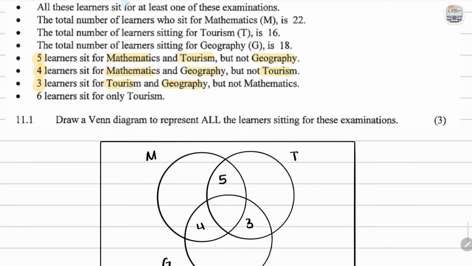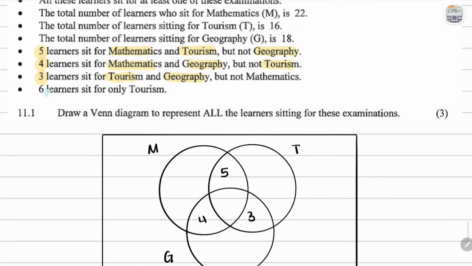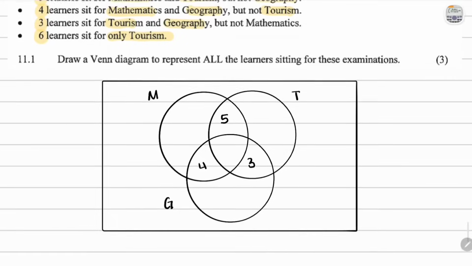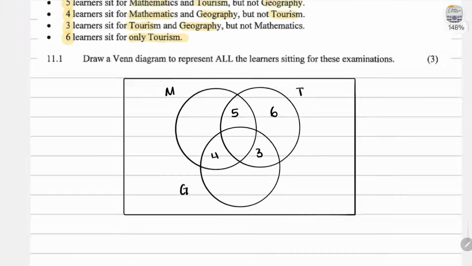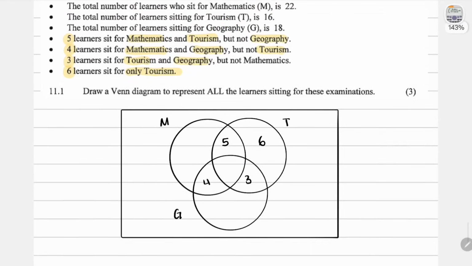Okay. What other info do they give us? Here they say 6 learners sit for tourism only. What they mean by that is it's not the entire circle. It's not everybody who sits for tourism, regardless of them sitting for maths and geography. This is people who sit for only tourism, so they will go here.